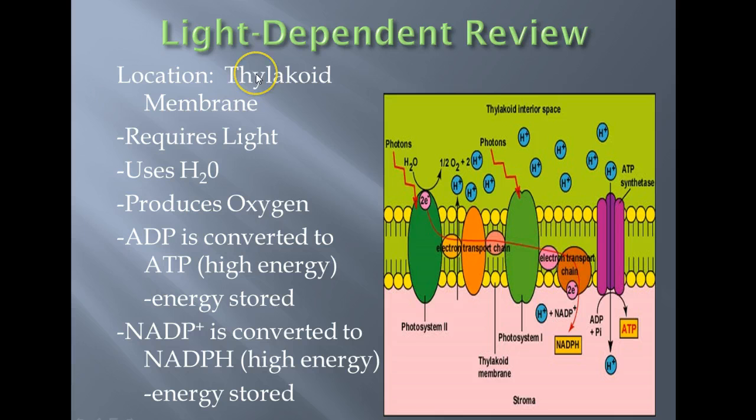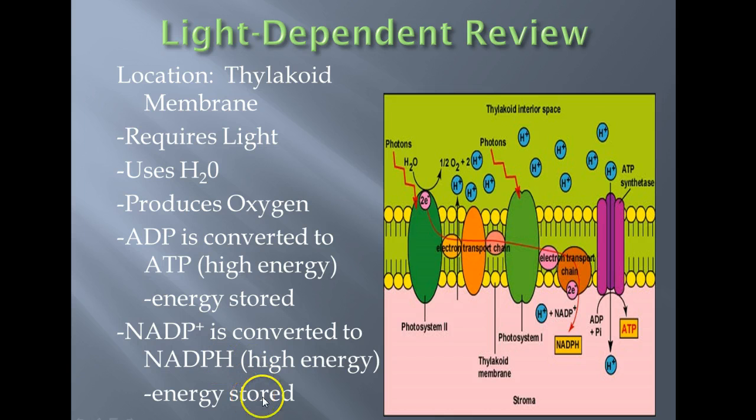All right, little review of light dependent, and I know that sounded really complicated to you guys, but here's the summary of what you need to know. Happens in the thylakoids, requires light, uses water. It also requires chlorophyll. Yes, we have to use chlorophyll in those photosystems. It's going to make oxygen. It's going to take ADP and turn it into ATP. That happens in the ATP synthase.